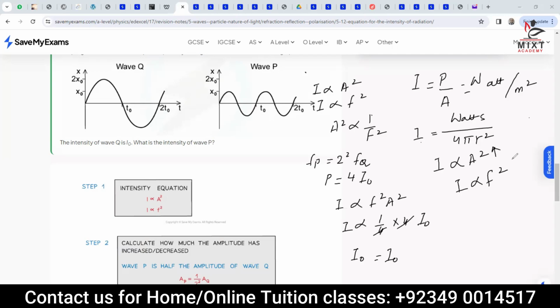So if amplitude increases, technically speaking, your frequency reduces because nothing is constant we are taking here. So technically speaking, as the amplitude increases, the frequency reduces. So actually they are cancelling the effect of each other. So that is the case in this question we have seen. But this is the formula we have to take through.